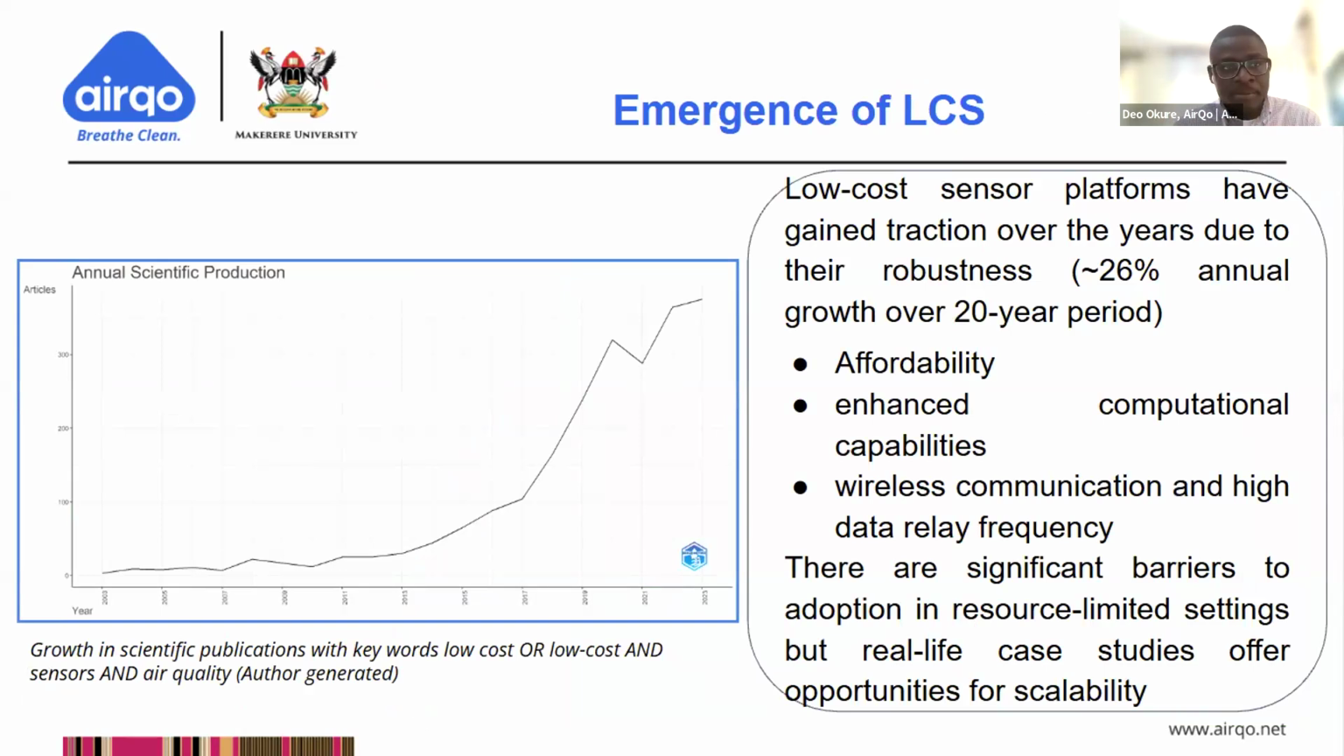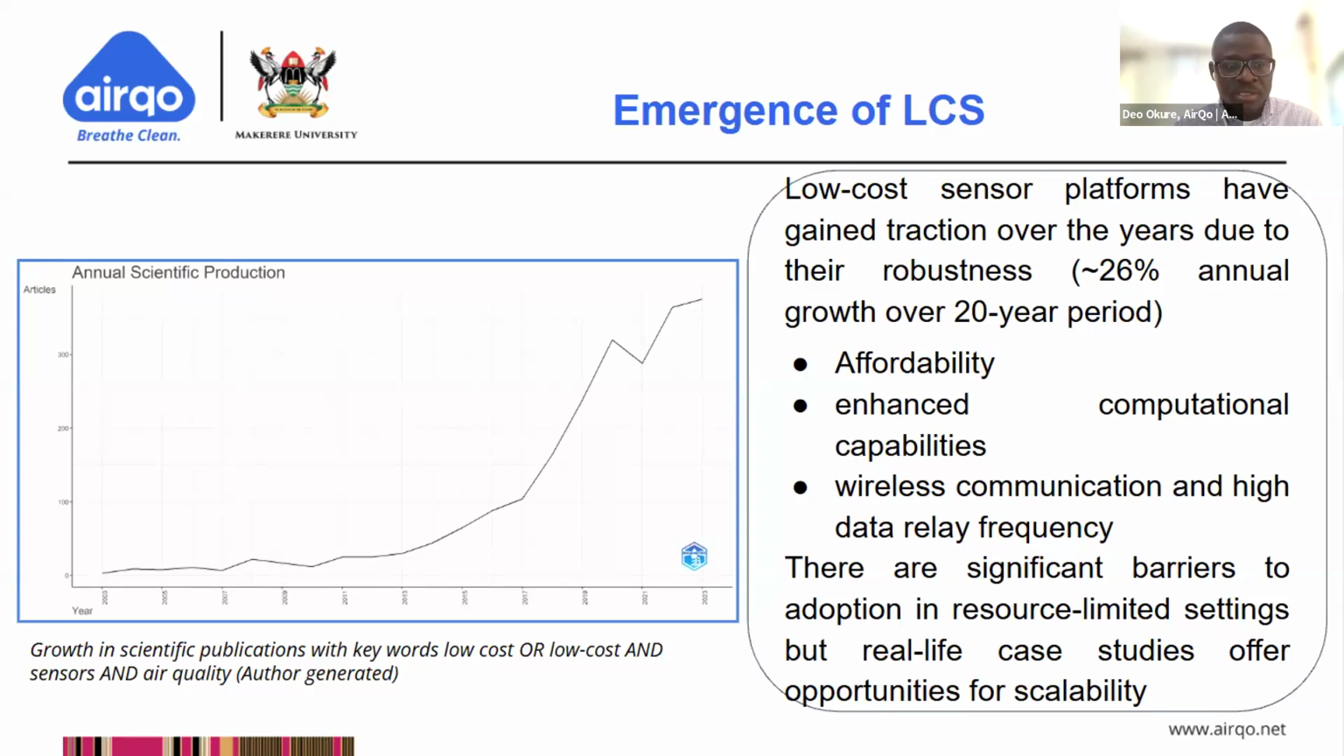I did this work a while ago to look at a bibliometric snapshot of air quality, local sensors, the science of local sensors over a 20-year period from 2004 to 2023. And you see there is that upward trajectory growth in terms of the annual production of knowledge, at a rate of about 26%. This has been happening over the years, and you see that increasingly there is appreciation and uptake of local sensors.